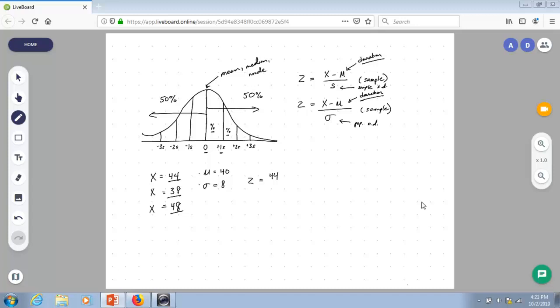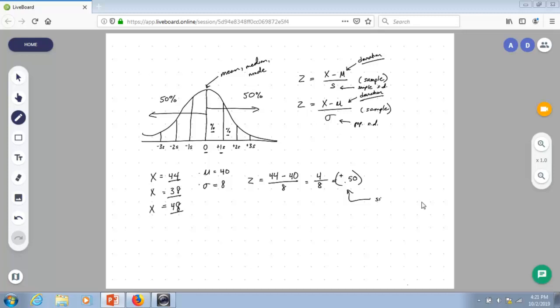Now, what exactly does that positive 0.50 mean? Well, in order to interpret this, we need two pieces of information. We need to know what the signage means, and we need to know what the numerical value represents as it pertains to the z-score. The signage tells us if the score is above the mean or below the mean. Now, if we have a positive sign, that means that it's above, and if we have a negative sign, that means that it's below the mean.